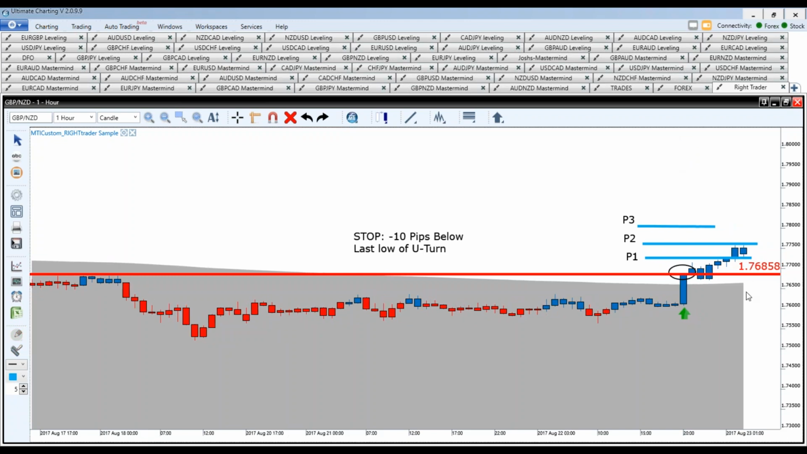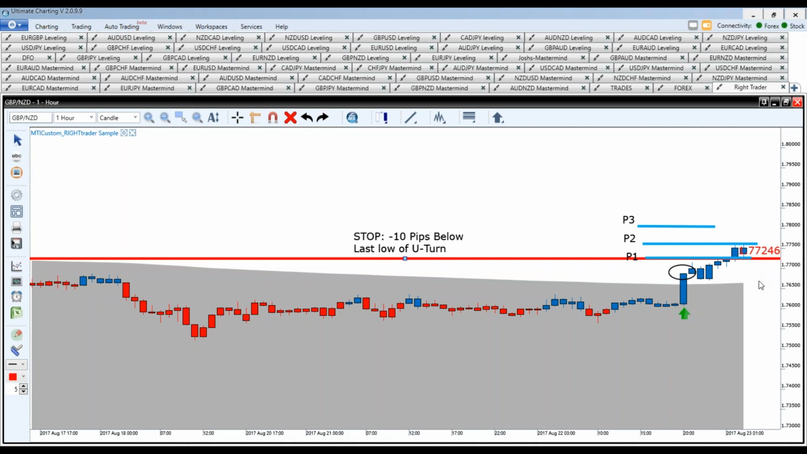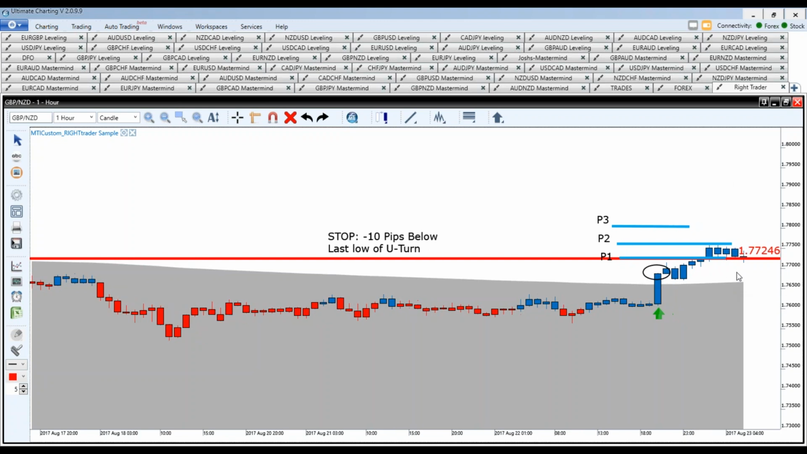Okay? Now, let's see what happens. Did the market touch P2? Yes or no? Yes. So move your stop to P1. Now, if the market touches P1, we will lose making 40 pips. Did we fall down and touch our stop? Yes. So we just lost. We got stopped out, making 40 pips.